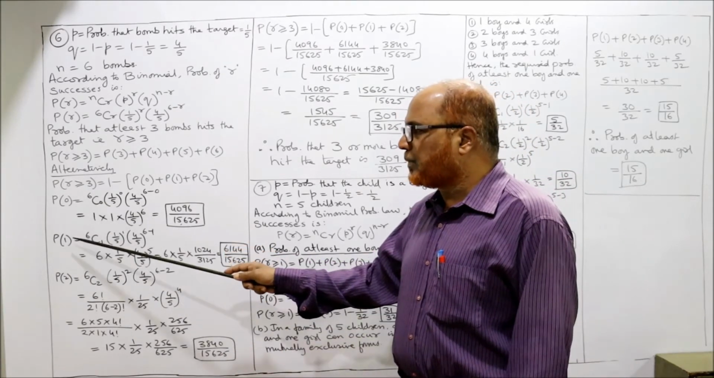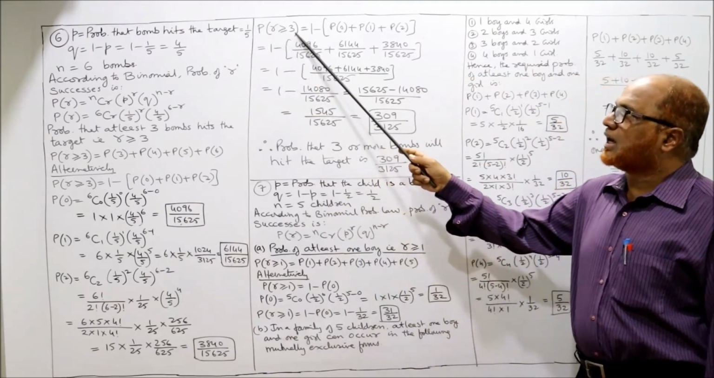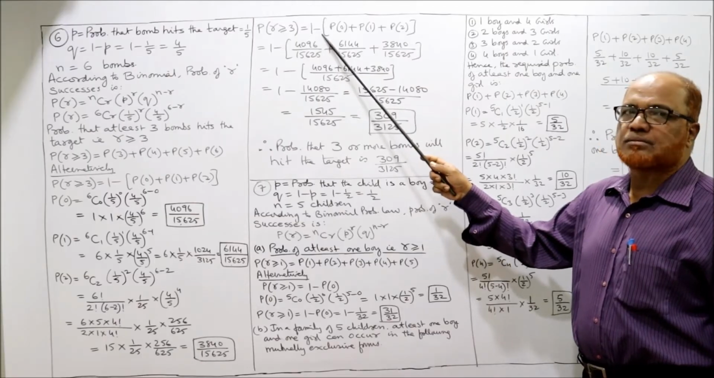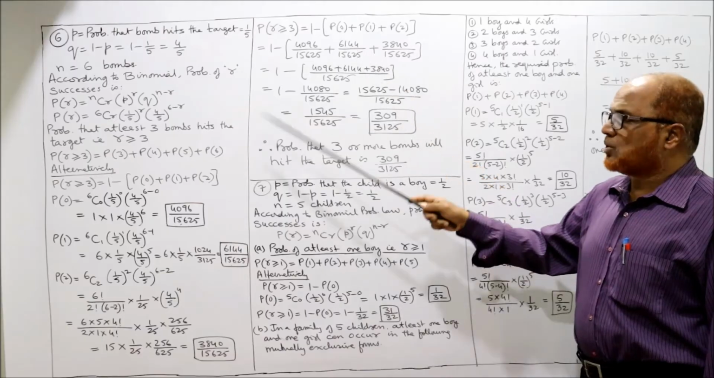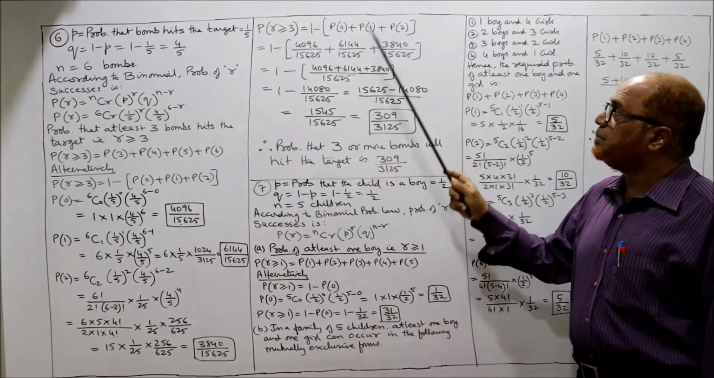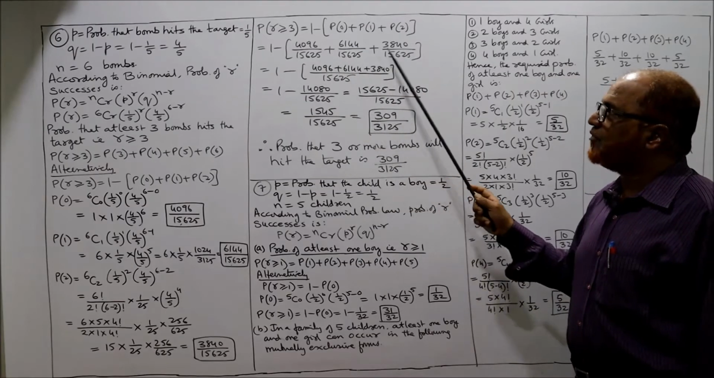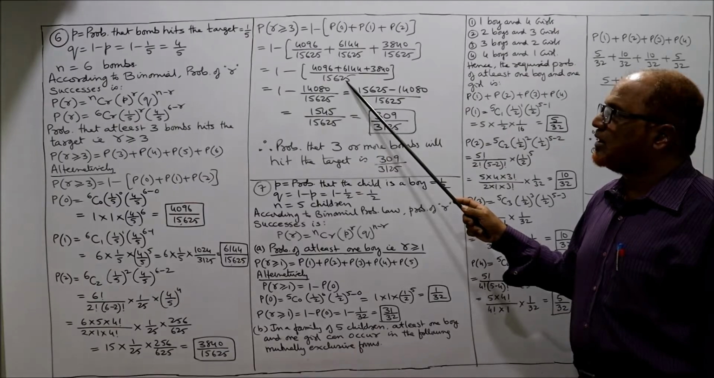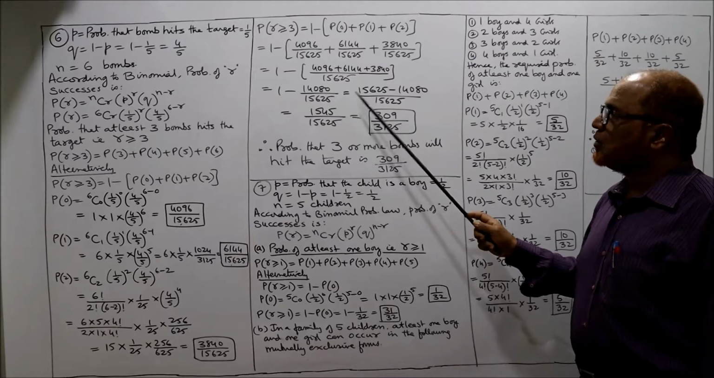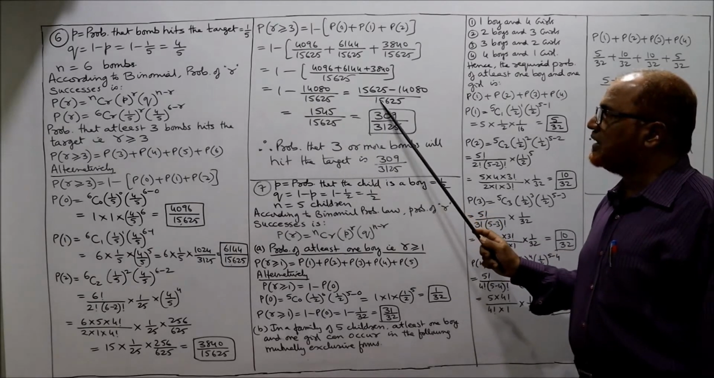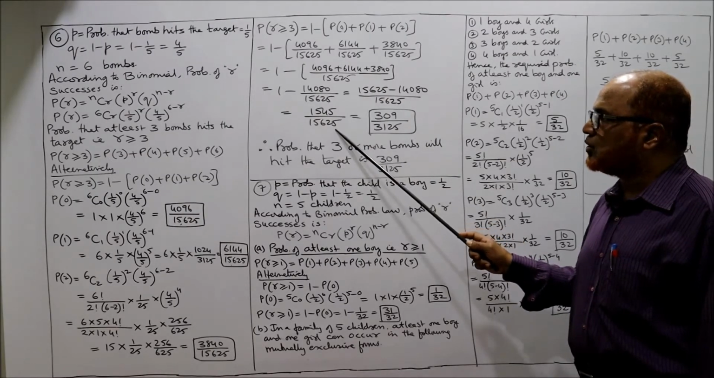We got P of 0, P of 1, P of 2. Now ultimately we'll apply the formula: P of R greater than or equal to 3 is equal to 1 minus the sum of P of 0, P of 1 and P of 2. So P of 0 is here, P of 1 is here, P of 2 is here. Now take the total. The denominator is the same for all 3 terms, so take the same denominator and add up the numerators. You will get 14,080 divided by 15,625. So 15,625 minus 14,080, you will get 1545 divided by 15,625.